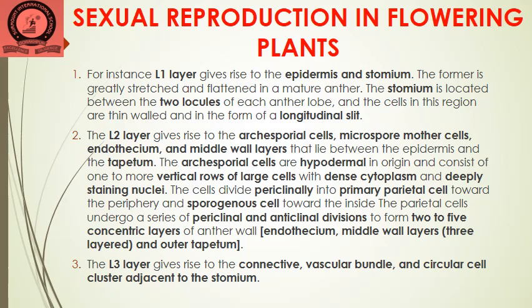Here the endothelium, the middle layer of 2 to 3 layers, and the outer layer of septum collectively form the anther wall. Now the third germ layer gives rise to the connective, vascular bundle and circular cell cluster adjacent to the stomium.